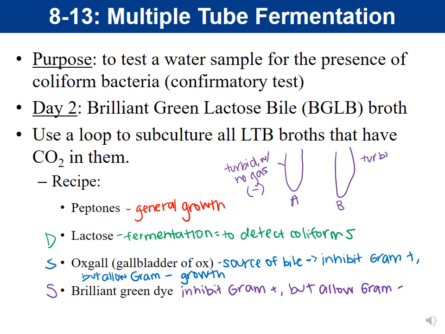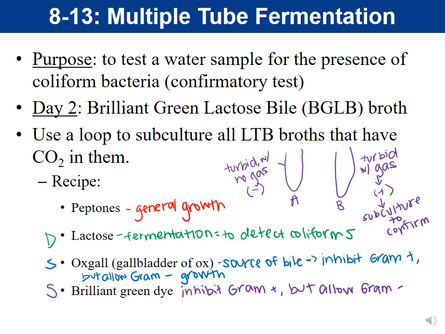In tube B, unknown water sample B, we would have turbidity. It would be turbid with gas. So that would be our positive. And we would subculture to confirm. So B would be the one that we would dip our loop into and inoculate a BGLB.